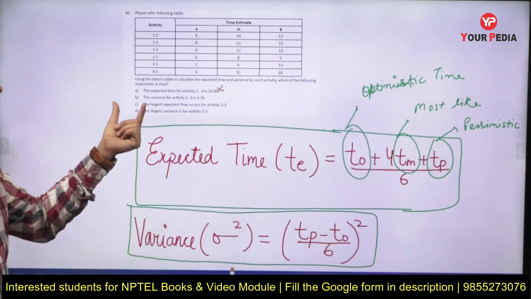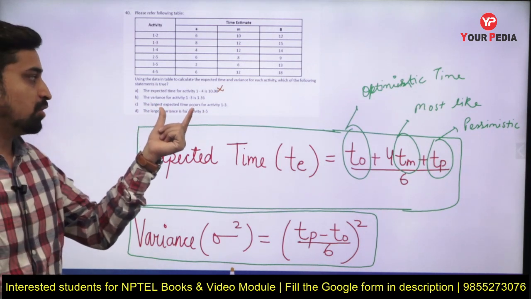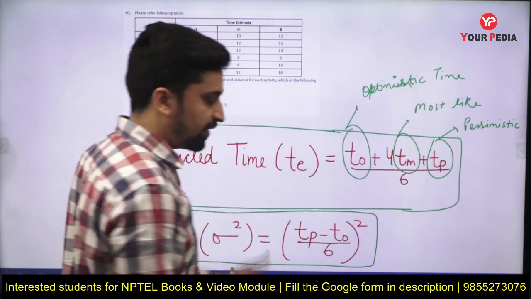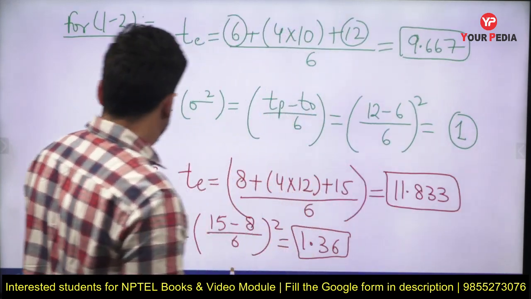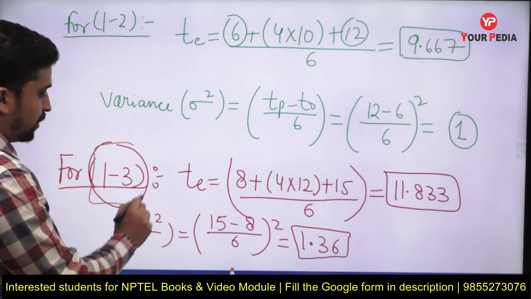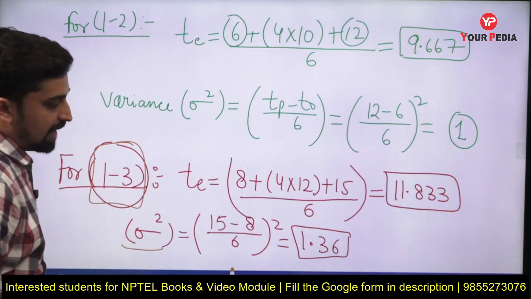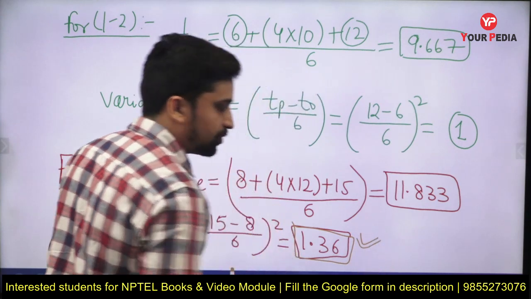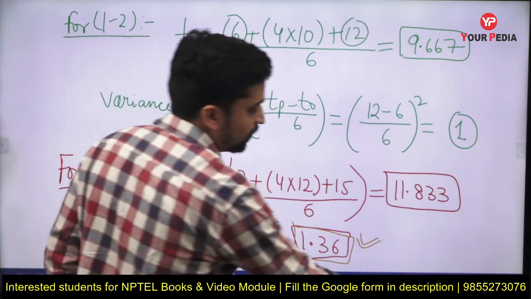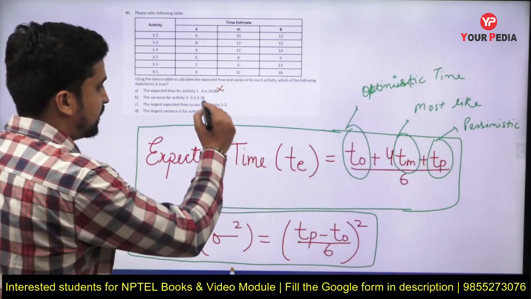In the next statement, they are saying the variance for activity 1 to 3 is 1.36. So now let's come on to activity 1 to 3. For activity 1 to 3, we got the variance value as 1.36. So this was correct. So this statement is true.